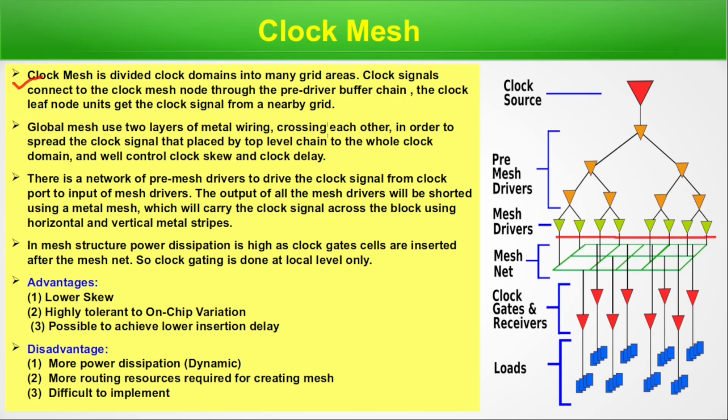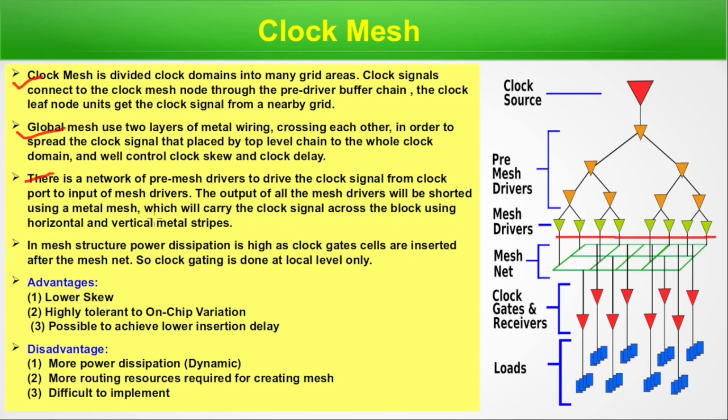The global mesh uses 2 layers of metal wiring crossing each other in order to spread the clock signal placed by the top level chain to the whole clock domain, and will control clock skew and clock delay. The distribution scheme is different from the conventional one. There is a network of pre-mesh drivers to drive the clock signal from the clock port to the input mesh driver. This is the source and these are mesh drivers. So there is a network in between that drives the clock signal from source to the mesh drivers.